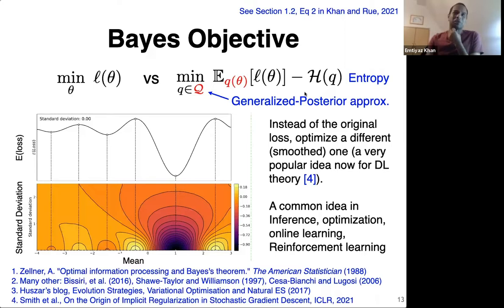But the objective sort of looks like this. It's basically what you would call ELBO. We're using a posterior approximation, so you're optimizing over a certain set of probability distributions. I'm going to call it a generalized posterior because this loss may not be a log probability. So this could be any black box function. You could plug that in there. So instead of minimizing and doing a point estimate, we want to find a distribution. And it's sort of motivated by this maximum entropy principle. And also, this was originally proposed by Zellner in optimal information processing.